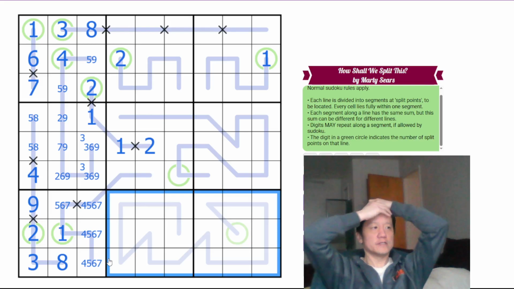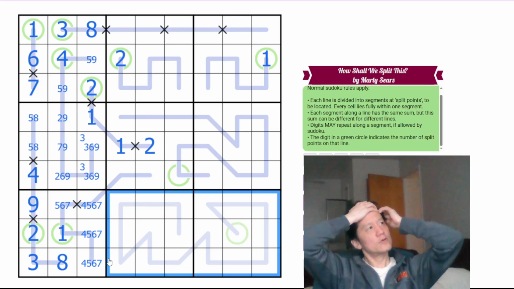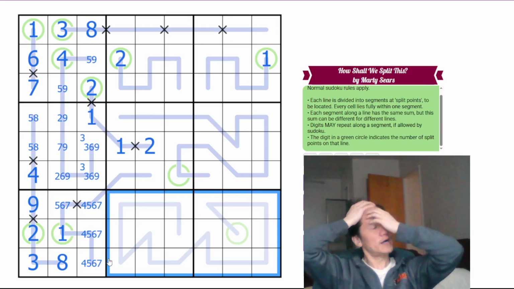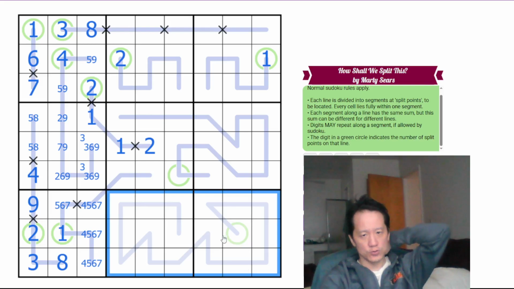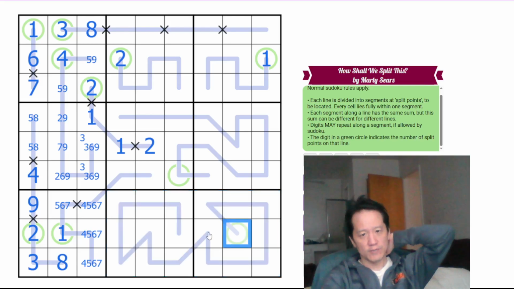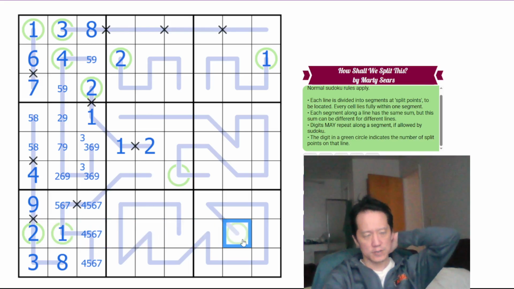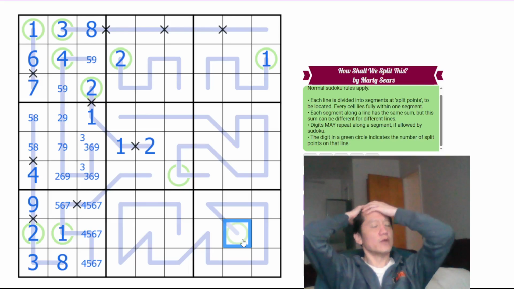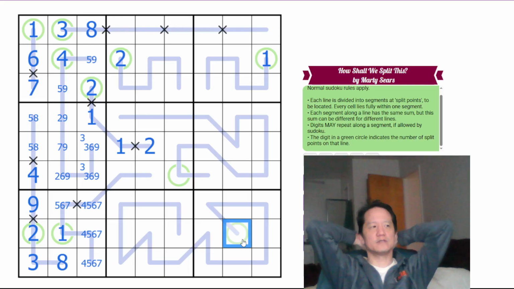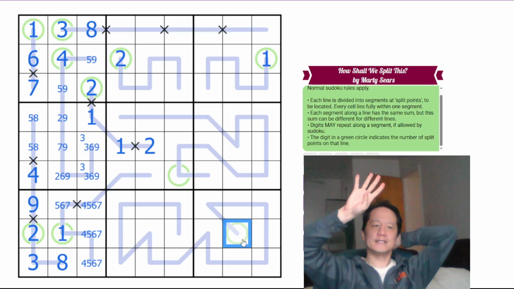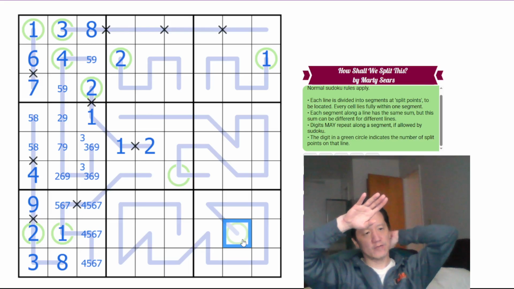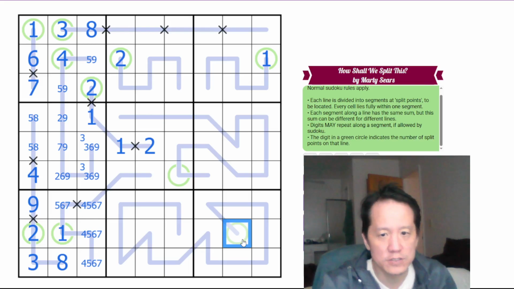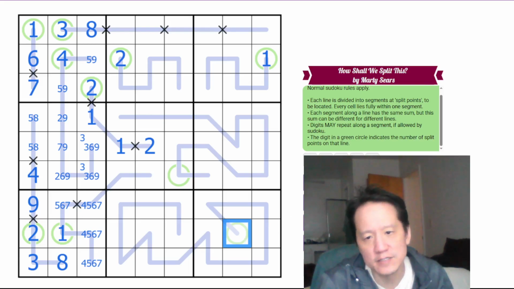And how many segments can you have? Well, 90 is divisible by 3, but you can't have only 2 split points, so that doesn't work. If we tried to have 3 split points, that doesn't work either, because that divides into 4 segments. 90 is not divisible by 4, though. If you divide 90 by 4, you get 22.5, which is not allowed as a sum for digits. So this is at least 4 segments.